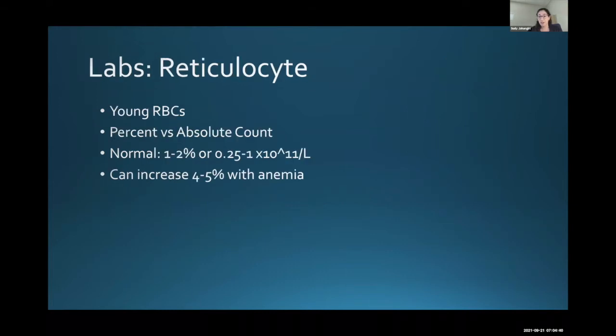Reticulocytes look at young red blood cells, and these can be measured as either a percentage or an absolute count. Both give you kind of different types of information. Normal is about 1 to 2% for the percentage, and 0.25 to 1 times 10 to the 11th if we're looking at absolute numbers. This can and should increase in the setting of anemia. So if there's adequate building blocks and adequate bone marrow function, then this should increase in the setting of anemia, and can increase up to 4 to 5%.